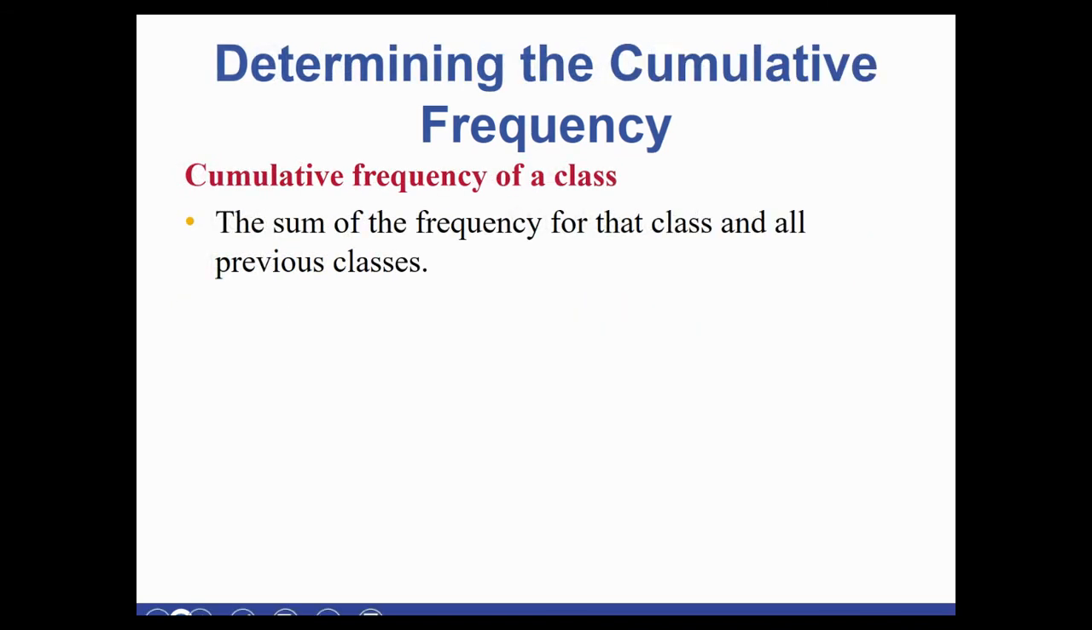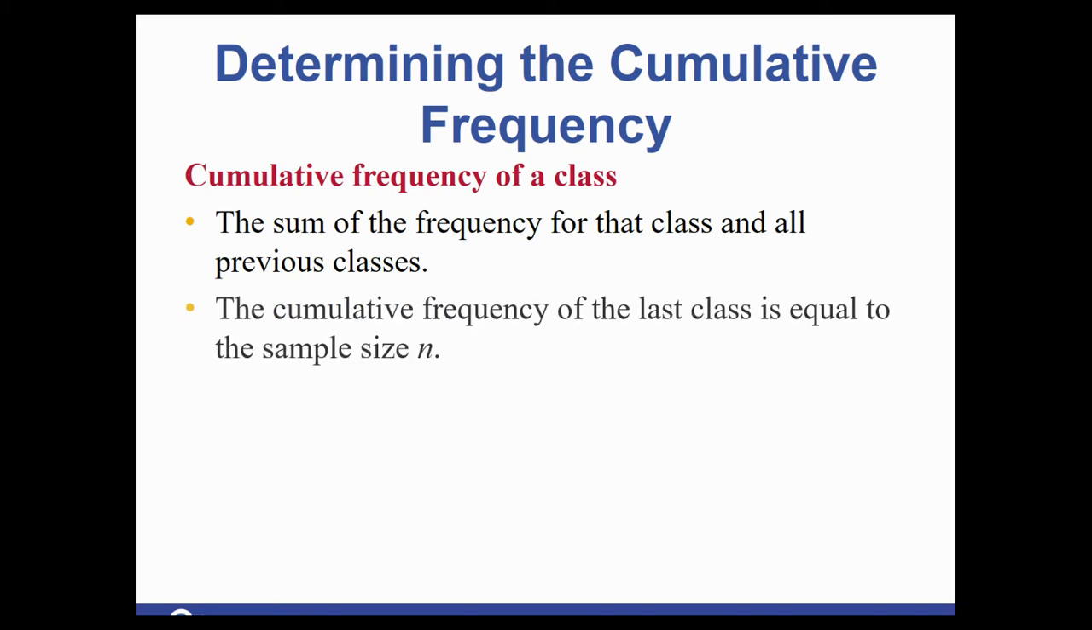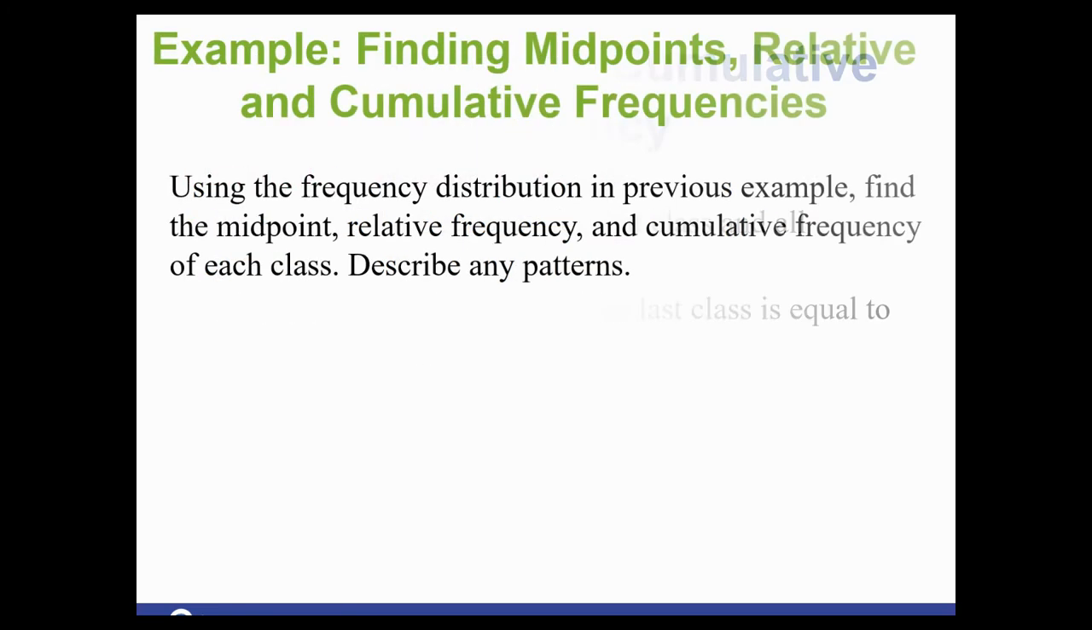And the third thing that we can do is we can find a cumulative frequency of a class. So it's like a running total or a sum of all the frequency for that class and any previous class as you go. So that the last class row has a cumulative frequency that should be the same size as your N.